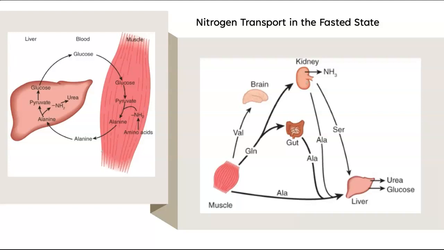Nitrogen transport is exemplified by the transamination reaction of amino acids, since amino acids contain at least one nitrogen atom. Through this reaction, the substrate for gluconeogenesis is formed in the fasted state.